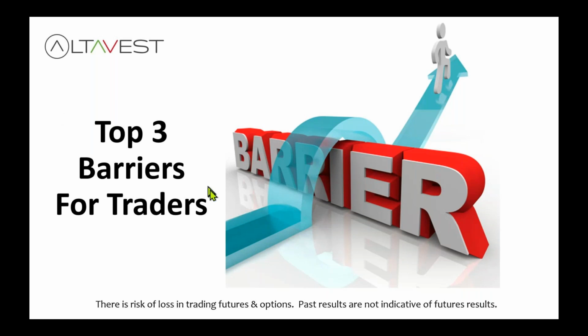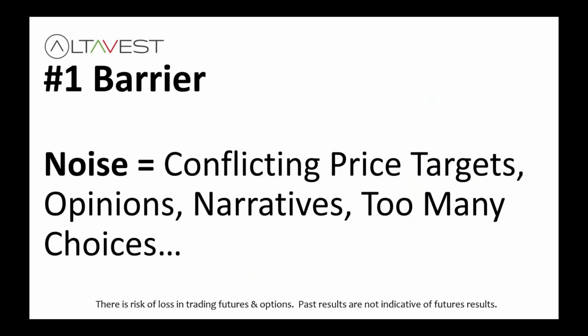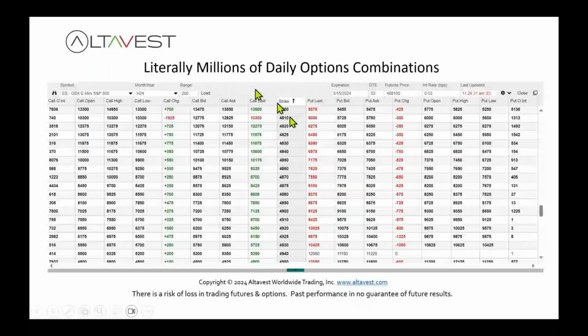So how many of you can identify with these three barriers? This is based on feedback we've received over the years from clients. Just a lot of noise, conflicting targets, opinions, narratives, too many choices. Here's an example of an option for just one expiration. Here's a series of strike prices, and how would you even know which option to choose and select from, let alone how to build a spread?